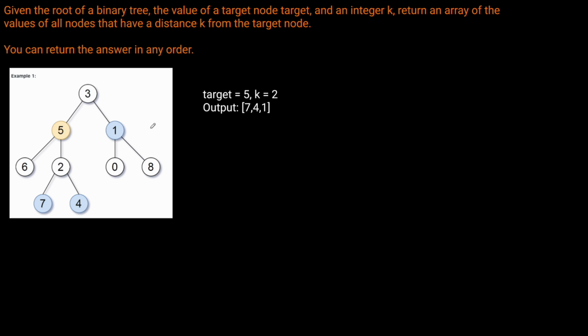For example, if we were given the tree seen here and we were told that the target was 5 and that k was a distance of 2, what are the nodes that are 2 away from 5? Well, we can see that starting from 5, a distance of 1 would be to 3, and then a distance of 2 would be to this 1 here. Or we could go to the 2 first and then the 4, which is the solution, or we could go to the 2 and then the 7, which is the solution. So that's how we get 7, 4, 1. And the order here doesn't matter, like they tell us in the problem.